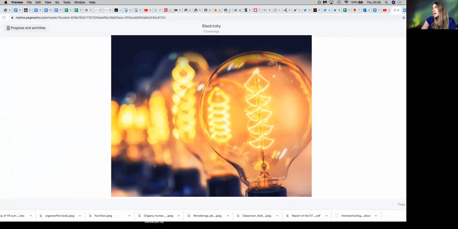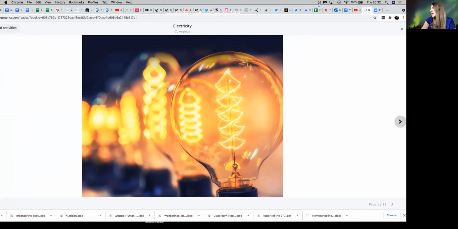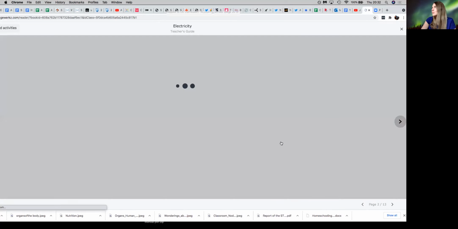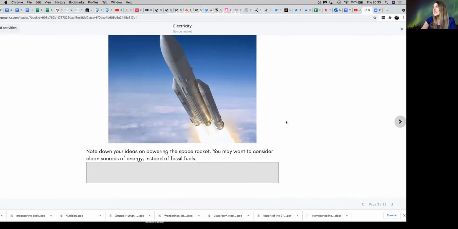So we prepared this book specifically for that, which was already in NODMA, but we customized it to fit the UK curriculum. It's important to engage students with some exciting material to begin with. So obviously one of the exciting things going on right now is space exploration, and we really looked at how the space rocket is powered.